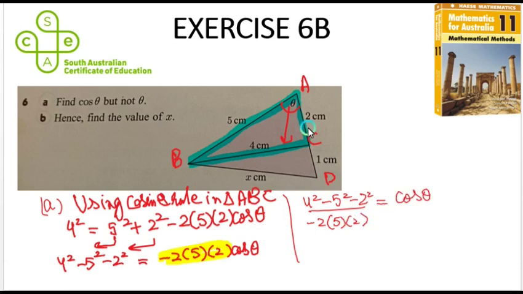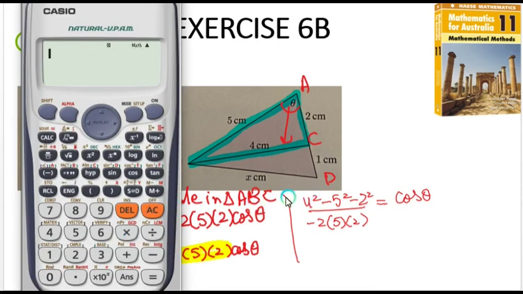So we need only the cos theta, not the theta. So that's why we must solve this. No need to take the inverse of cos, right? So simplify this. 4 square minus 5 square minus 2 square and then divide by minus 2 times 5 times 2, right?